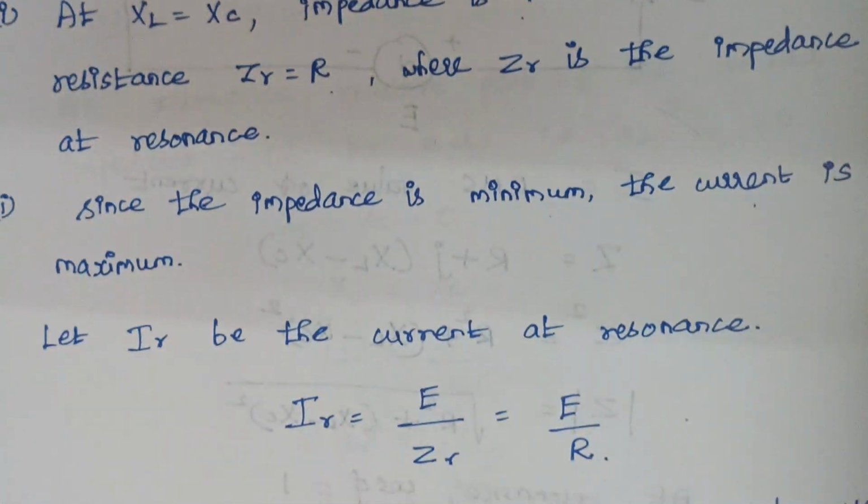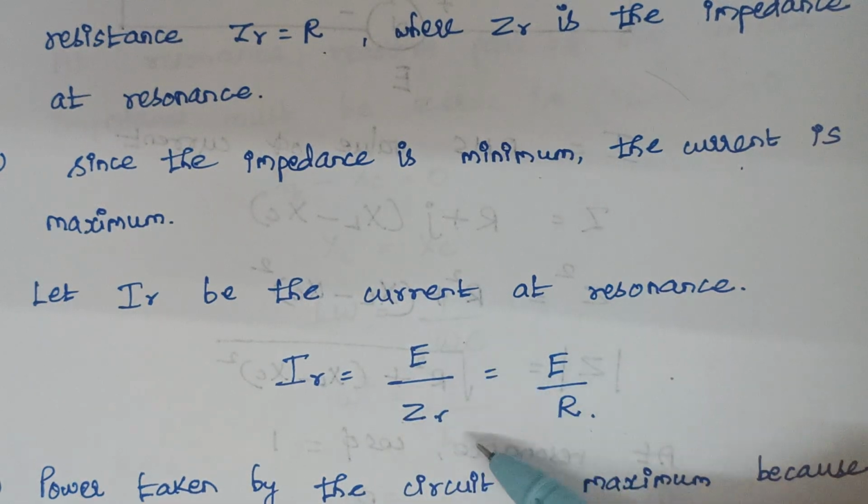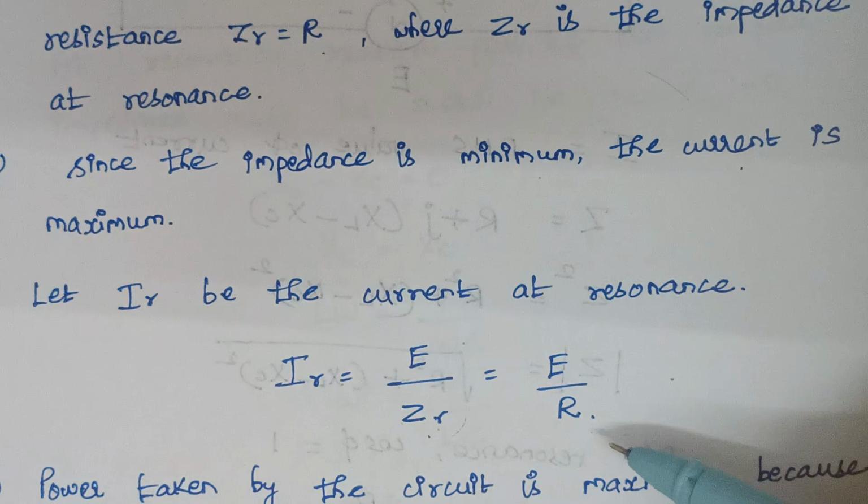Therefore, the current is given by IR, that is resonant current, is equal to E by ZR. Right, this ZR, that is impedance at resonance, is equal to our resistance R. So IR is nothing but E by R.